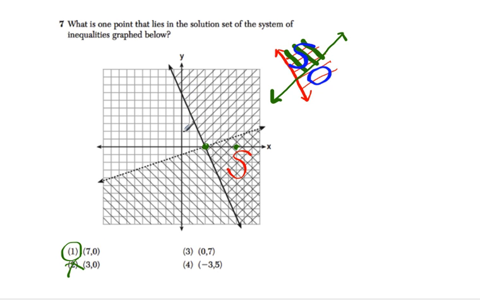0, 7 would be somewhere around up here, which is nowhere near where we labeled earlier. And negative 3, 5. 1, 2, 3, 1, 2, 3, 4, 5. I'm not even sure that point's in anything. Perhaps if someone confused the empty area as the solution region, I guess you could put choice 4. But choice 1 is the only one clearly in the solution region here for number 7. So the answer is choice 1, 7, 0.